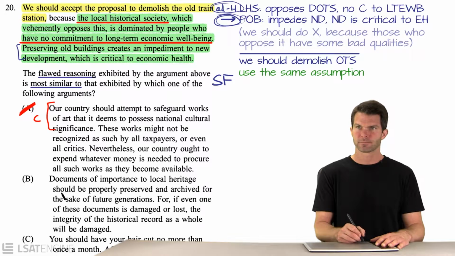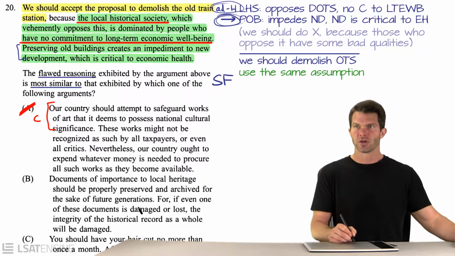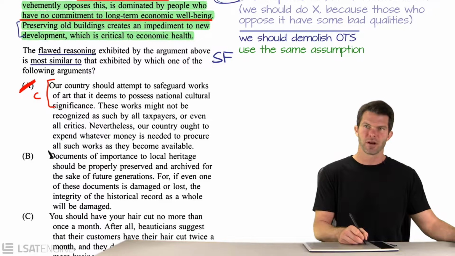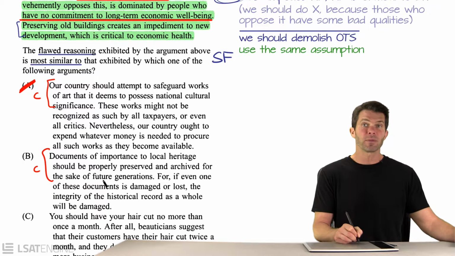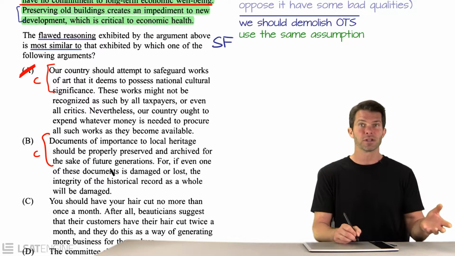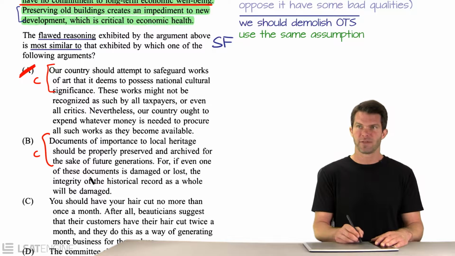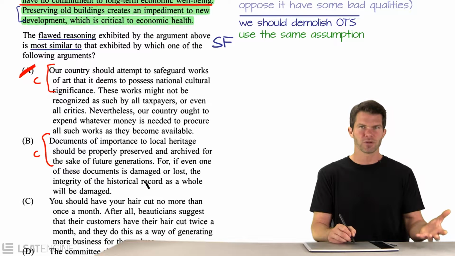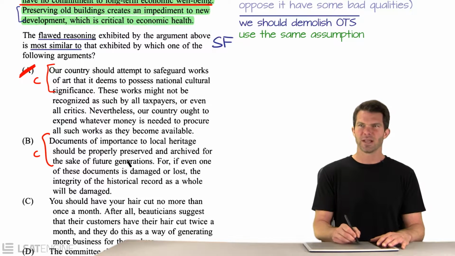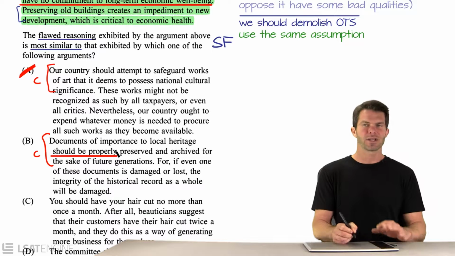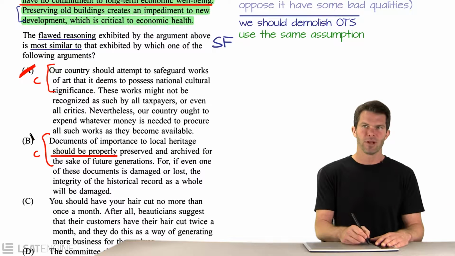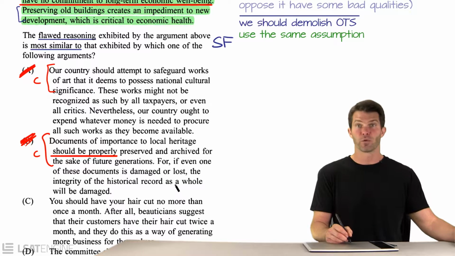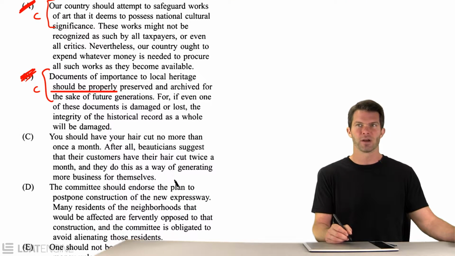So let's keep looking. Documents that are important should be properly preserved and archived for the sake of future generations. That also feels conclusion-y. So I want there to be people who don't think we should do this, and then I want to hear that they're bad people. For even if these documents are damaged or lost, the integrity of the historical record. So you can lose one or two of them, but that doesn't make it sound like we have to preserve all of them. This points out that if you save most of them, you're in pretty good shape. But there's nobody, see, this is saying we should save them. There's got to be some people on the other side of that, and then we got to point out a negative quality about them. That's the real flaw from the passage. That's really the only thing that went wrong in the passage.